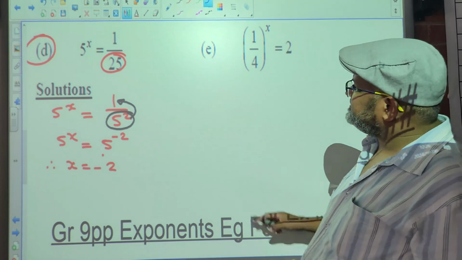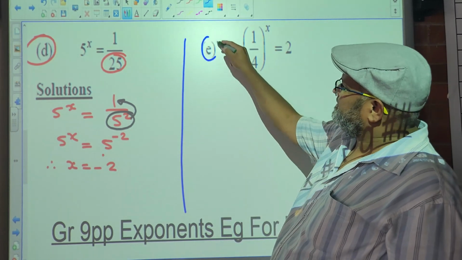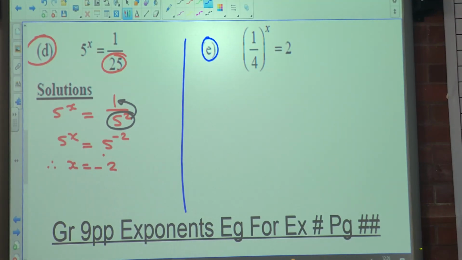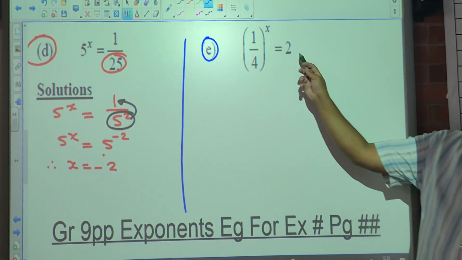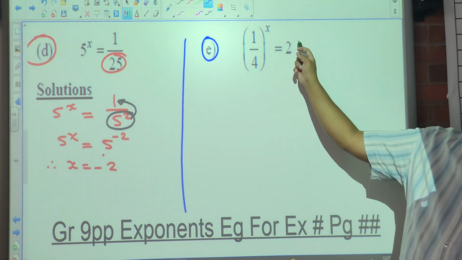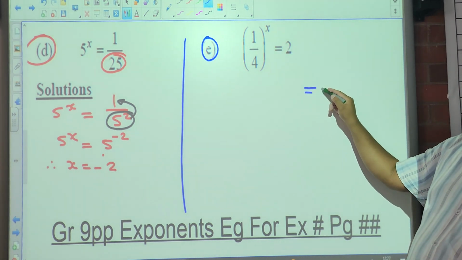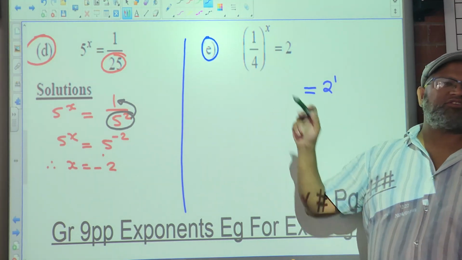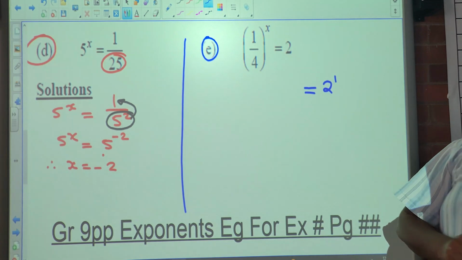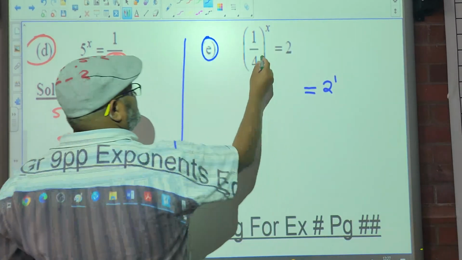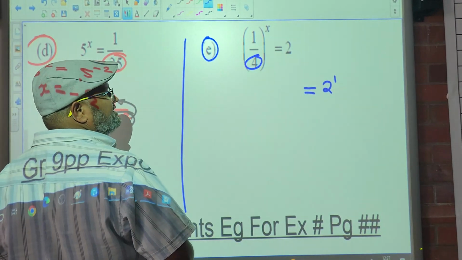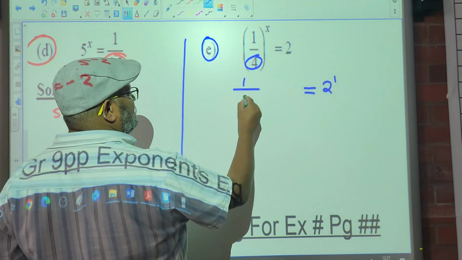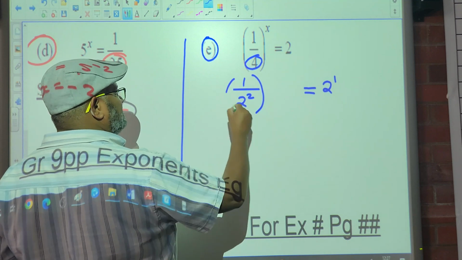People, E. Now you see, 2 is already in the product of its prime factors, not so? So you're going to leave it as 2. So what is the exponent on this 2? 1. If there's no exponent, it's a 1. So that will stay 2 to the 1. So we're going to try and get this as a base of 2 as well. So what can we do here? Then change 4. 4 can be written as what? 2 squared. So it's 1 over 2 squared raised to the exponent.